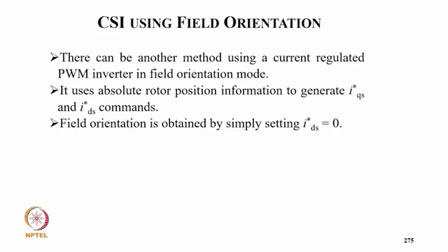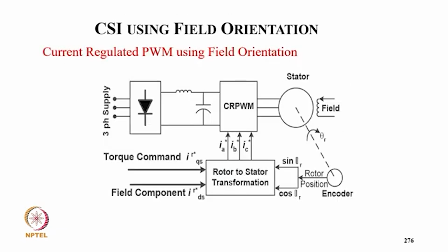There can be another method which uses a current regulated PWM inverter in the field orientation control and uses absolute rotor position information to generate IQS star and IDS star commands. Field orientation is obtained by simply setting IDS equal to 0. And this is typically current regulated field orientation control.